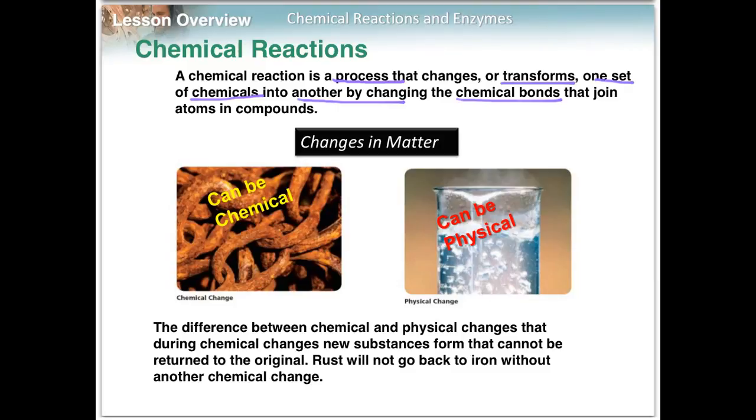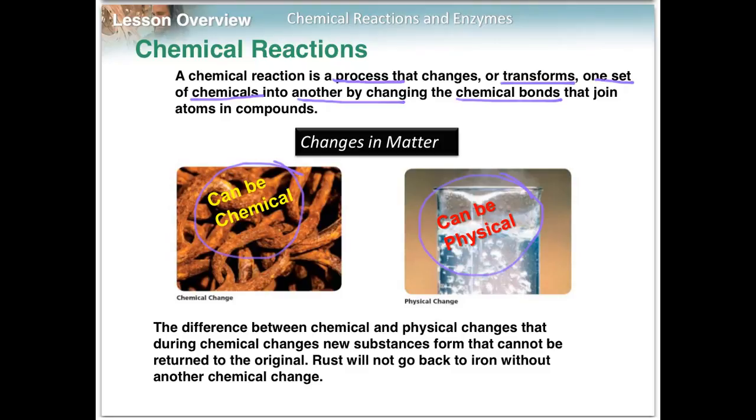Now, if we stop and think about it for a moment, we know that changes in matter can be chemical or they can be physical. Now, if I were thinking about just a physical change, one example that you see here is the boiling of water. You know that's a physical change because you know that the vapors that are escaping from that boiling water can recondense and make the liquid water again. So we can get that substance back.